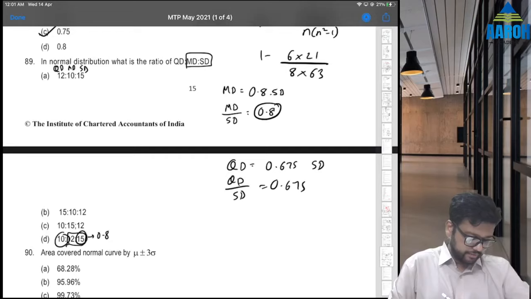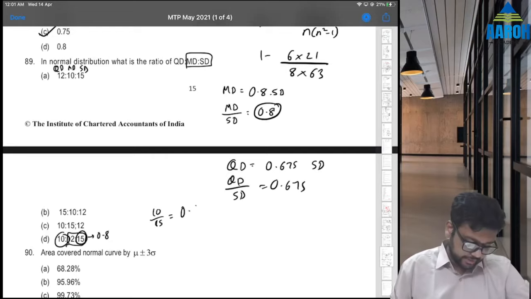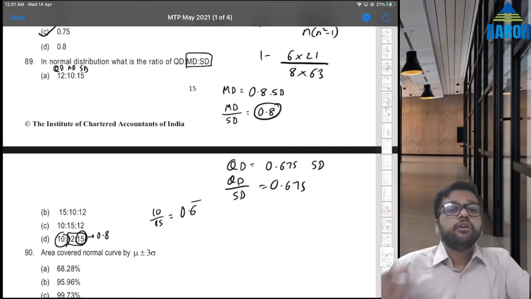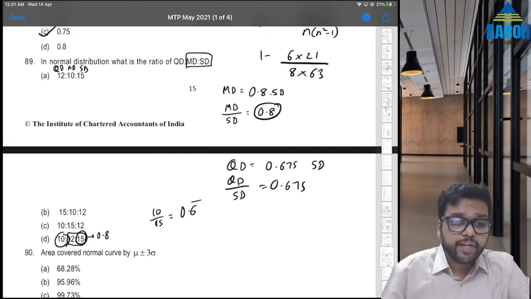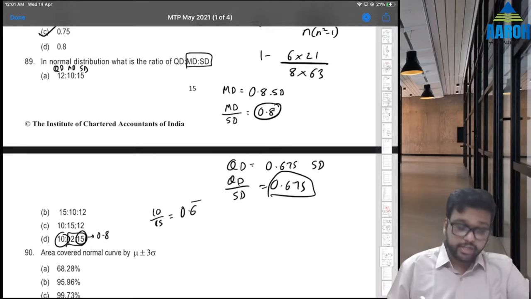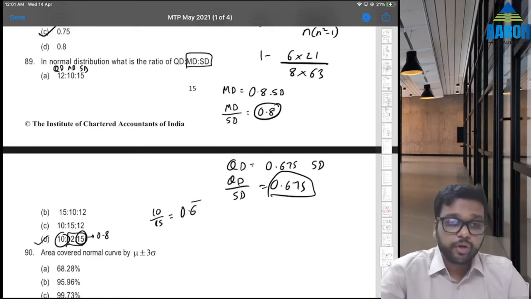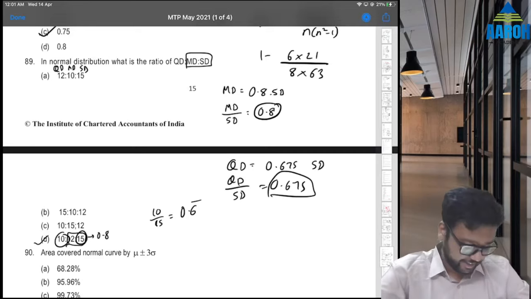QD is 10, SD is 15. 10 by 15 is not 0.675, it is 0.66666. Right? So there is a mistake in this question, but still nothing else is fitting. This ratio we are also not getting in any other options. So obviously, errors should not be there in an exam, ideally.